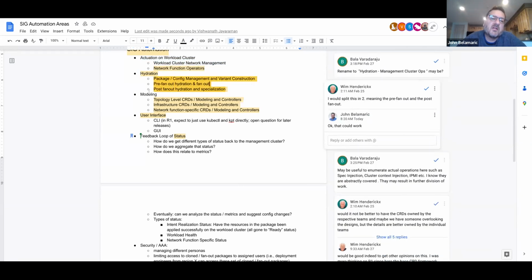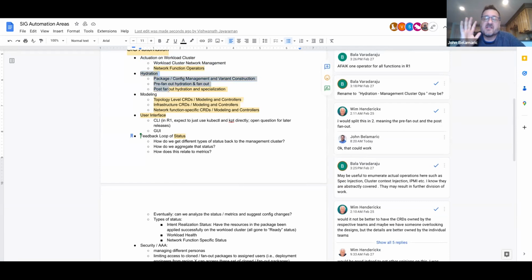Another one is, I mean, we could also just say management cluster, but I think Wim, you were suggesting that we should probably split it out. I'll see if we add the UI. I was thinking really pre-hydration, hydration, and then workload. You could potentially add UI into the pre-hydration because that's how the system will be consumed.